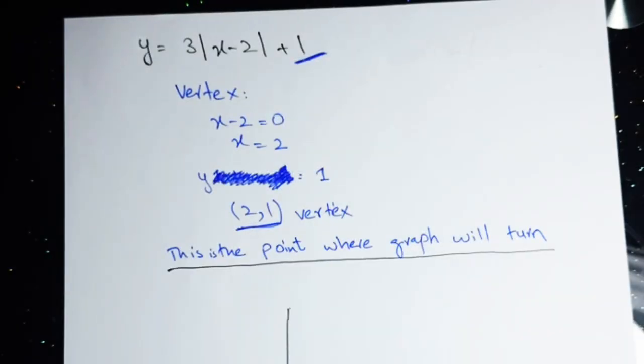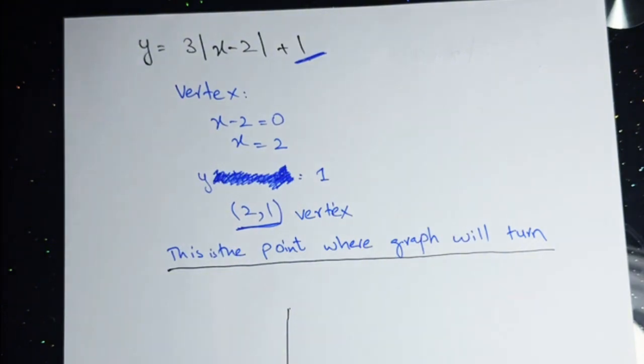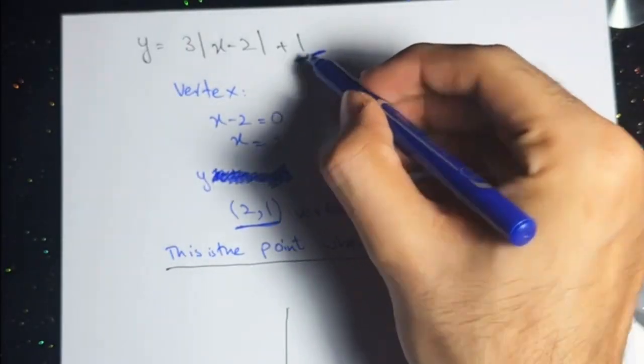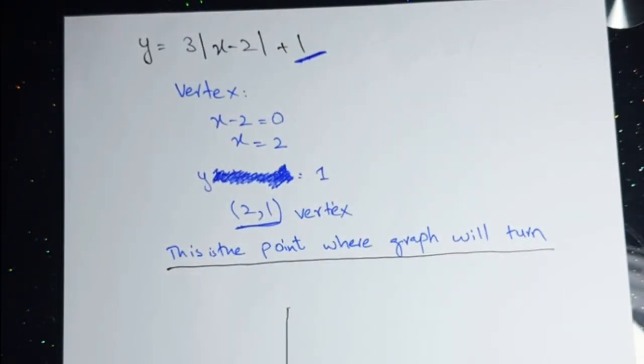Now y is equal to 3 modulus of x minus 2, plus 1. First of all, we will find the vertex. To find the vertex, we put x minus 2 equal to 0, so x will be equal to 2 and y is equal to 1. So the vertex will be 2 comma 1. This is the point where the graph will turn. This is the point where the sharper side of the graph will be.